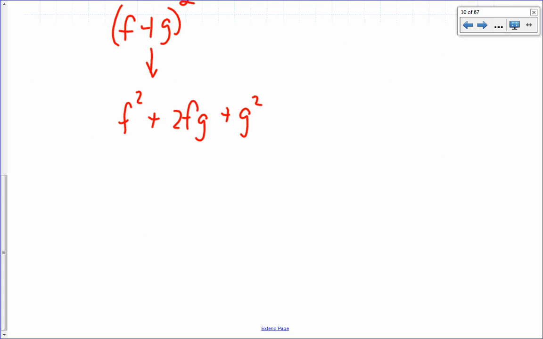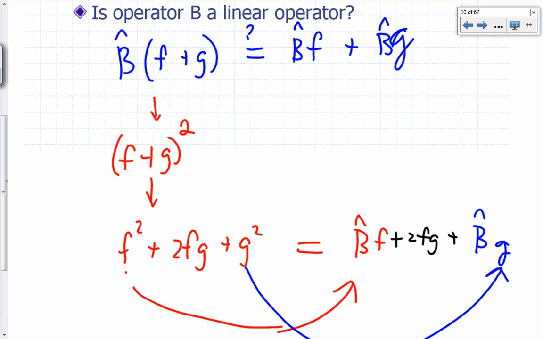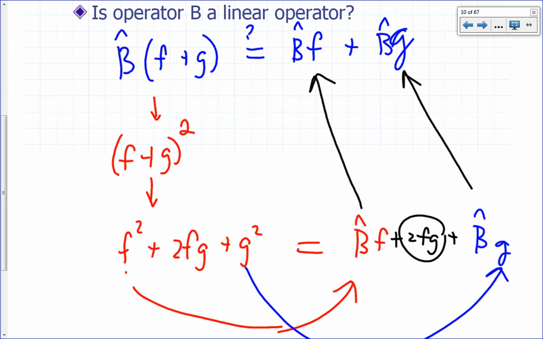Okay, and what do we know about f squared? f squared is just B hat f, right? And g squared is just B hat g. But there's an extra term here, that's 2fg, in between, right? So that's equal to that, that's equal to that, but there's that extra term here. And the only way this would be true is if f and g are both 0, or one of them is 0. So condition 1 is not satisfied, right? So B is not a linear operator.